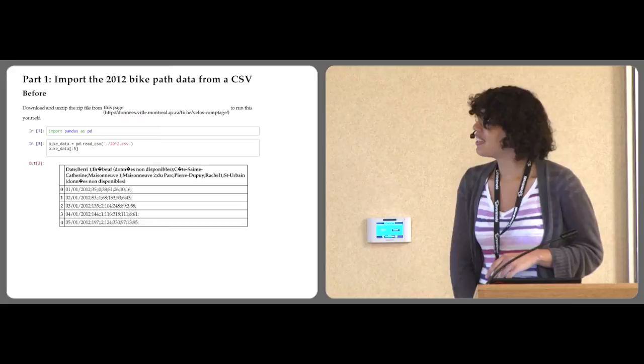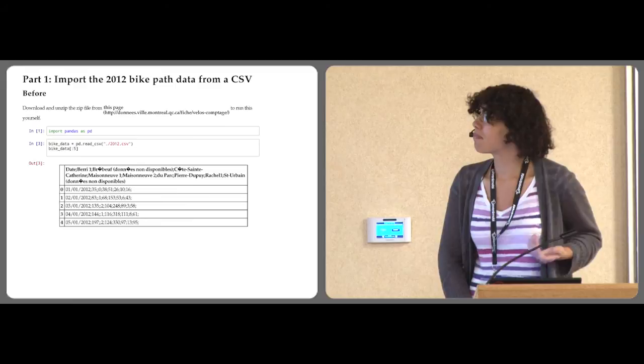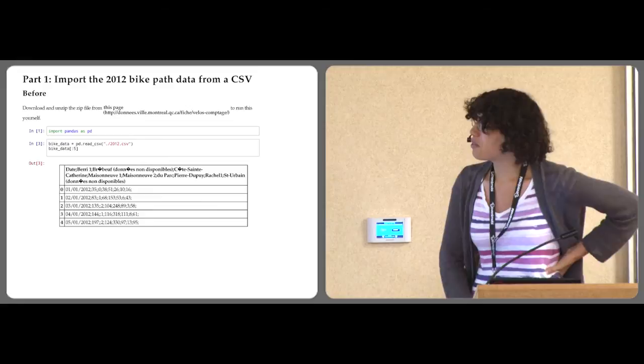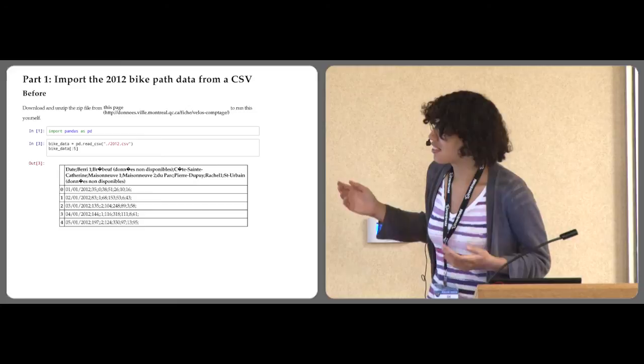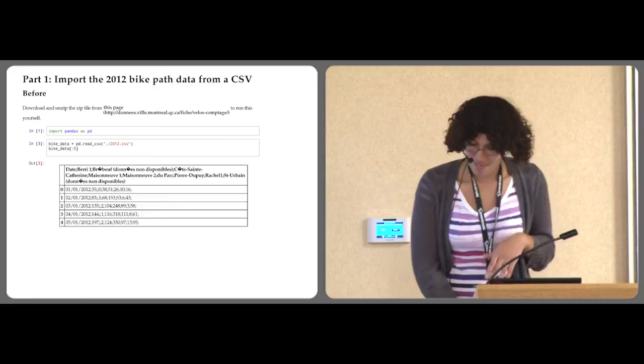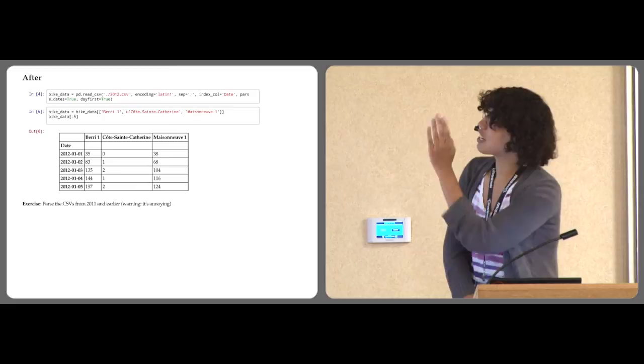So the first thing we need to do when dealing with a new data set is to import it, right? So you import pandas, and then you read CSV, 2012.csv, and you get this, which is kind of a disaster, right? We have encoding problems, we have the wrong separators, everything is wrong. Luckily, this function is actually awesome, and you can say, "That's the encoding. This is the separator. I want you to parse all my dates, and I want you to parse them right."